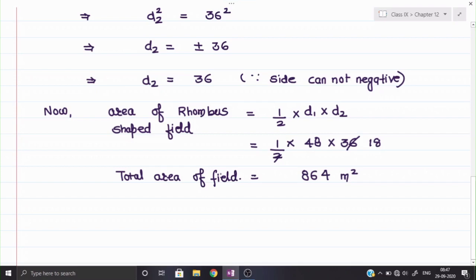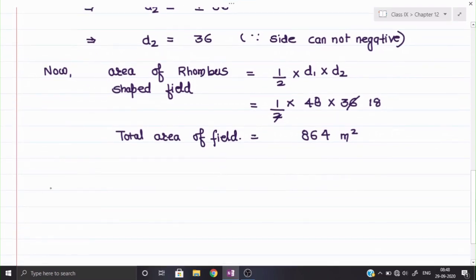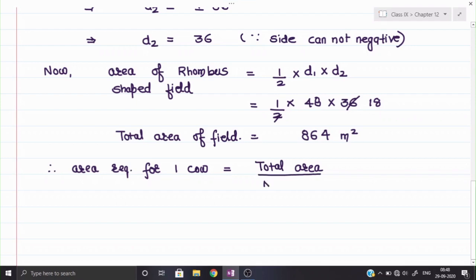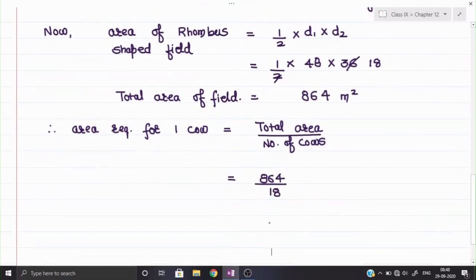So we can say, how much area is available for one cow. So we will say that therefore the area required for one cow is equal to the total area divided by the number of cows, whatever the number of cows given to us. So the total area is 864 divided by 18. Now we need to divide it. Okay, so let us simplify.